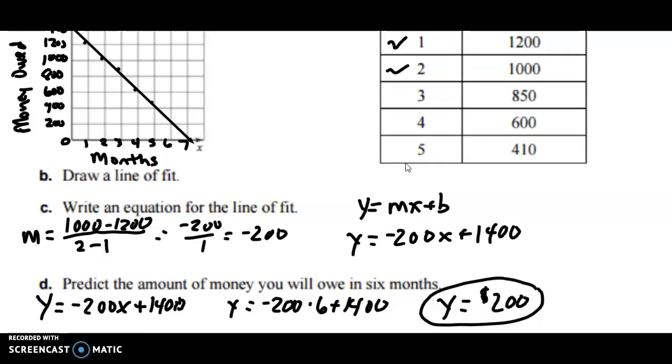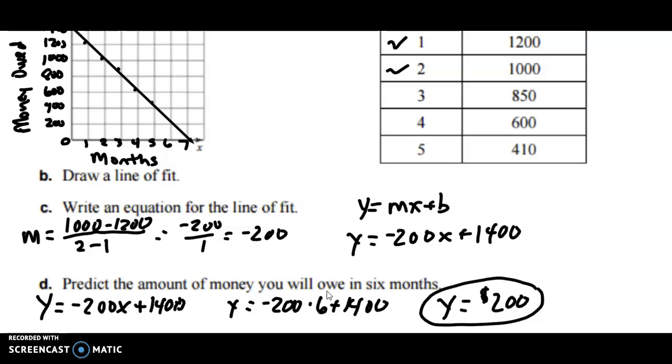All right, my line of best fit went through the first 2 points up here, the 1, 1,200 and 2, 1,000. So those are the points that I used to find my slope, and my slope is negative 200. Again, going back to the graph, the y-intercept was $1,400. So there's my equation, y equals negative 200x plus 1,400. And then for D, predicting the amount of money for 6 months. Again, I substitute 6 into my equation. Always use your equation to predict. And we get that you would owe approximately $200 after 6 months.